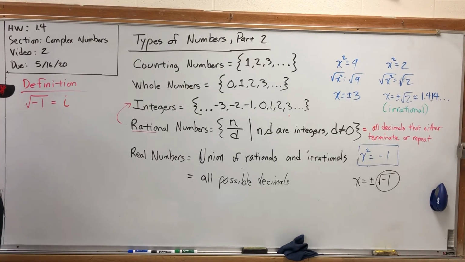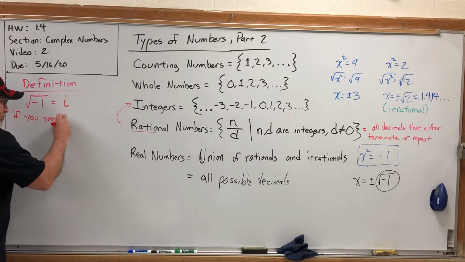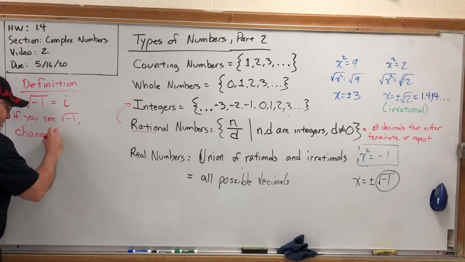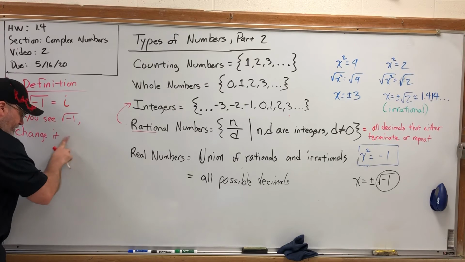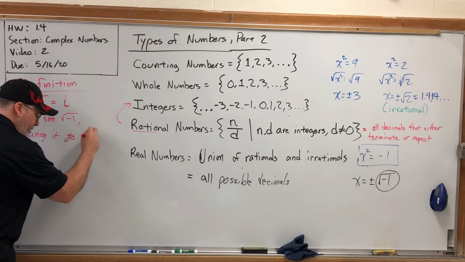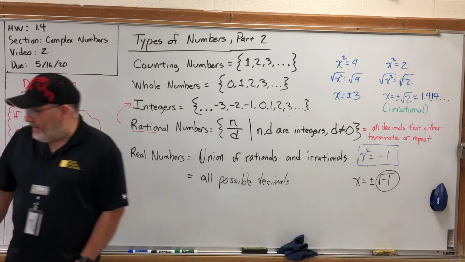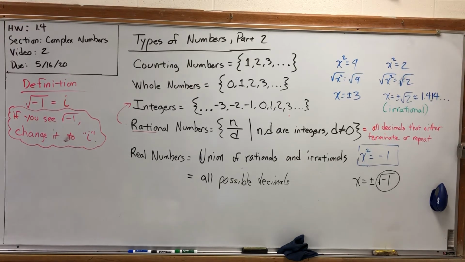So what is this definition really saying? What it's really saying is if you see the square root of negative 1, change it to i. And what are the consequences of this command, if you will? If you see the square root of negative 1, change it to i. Well, the consequences are we get a whole new set of numbers.